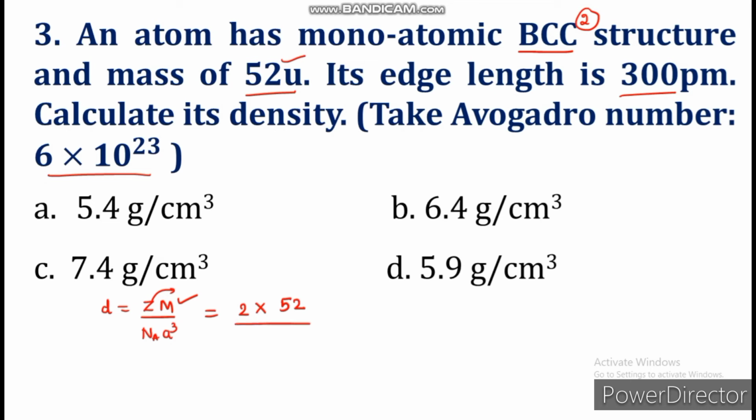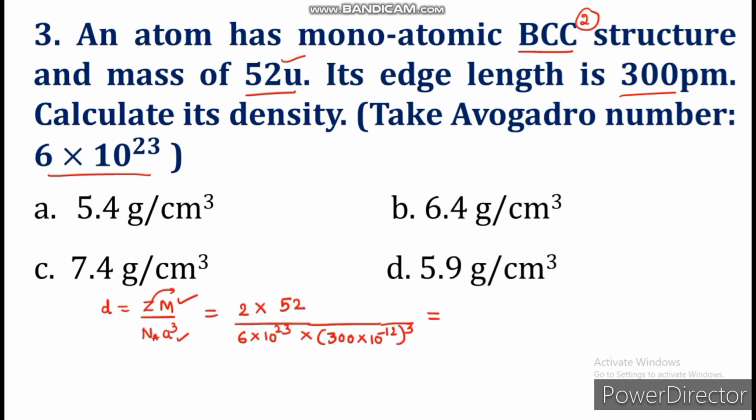Now Na is the number of particles, the Avogadro number. What's the value? 6 into 10 to the power 23. And then, the edge length they have given is 300 picometer, so I'll substitute 300 here. Pico means 10 raised to minus 12, so I'll write 10 raised to minus 12 and take the whole cube.